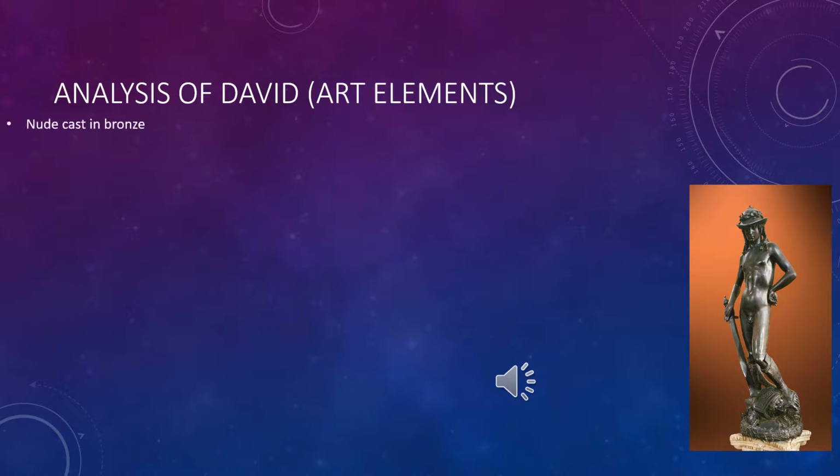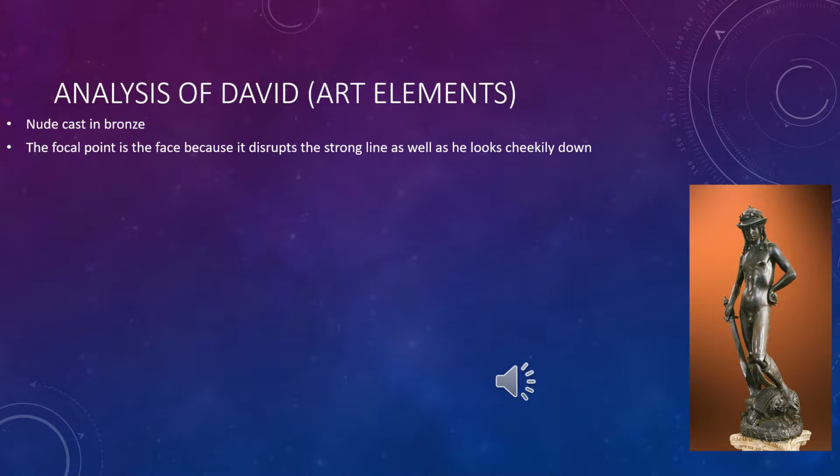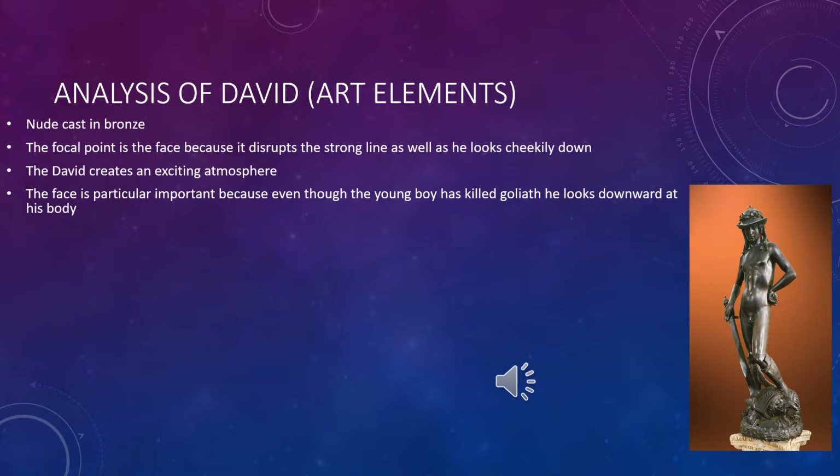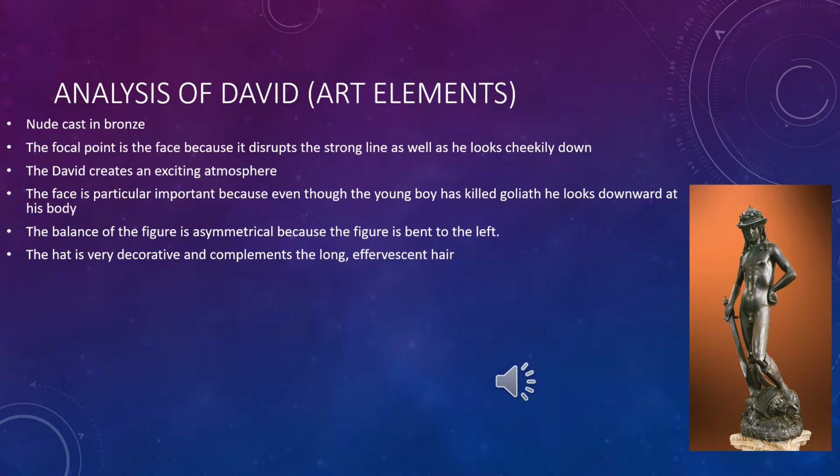Analysis of David art elements. The David is cast in bronze and is nude. The focal point is the face because it disrupts a strong line as well as he looks cheekily down. The David creates an exciting atmosphere. The face is particularly important because even though the young boy has killed Goliath, he looks down at his body. The balance of the figure is asymmetrical because the figure is bent to the left.